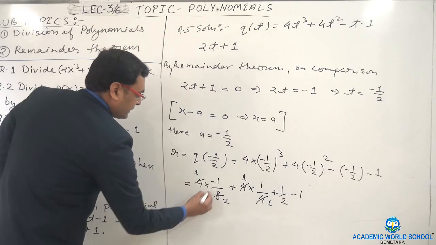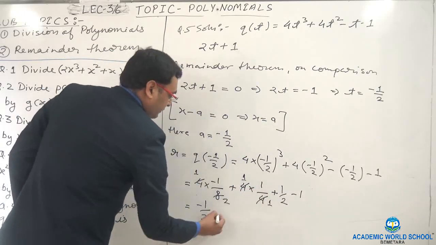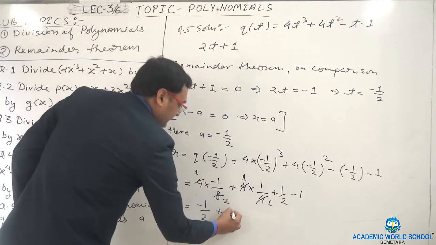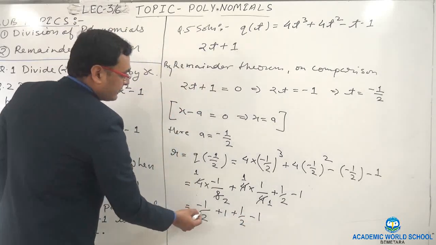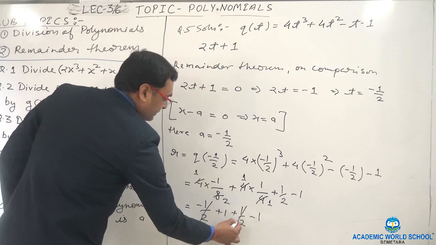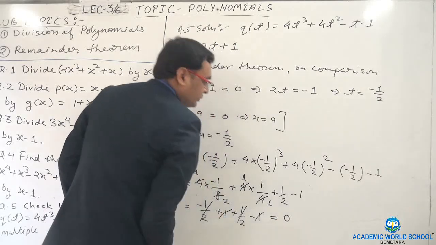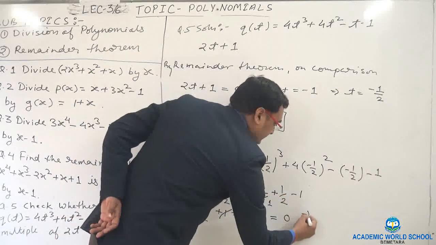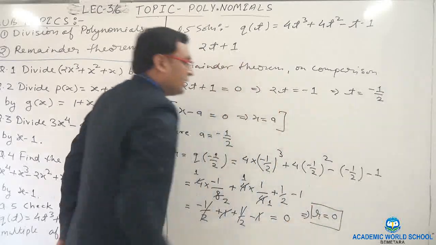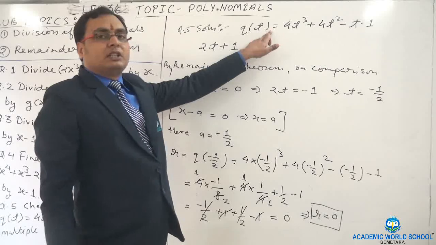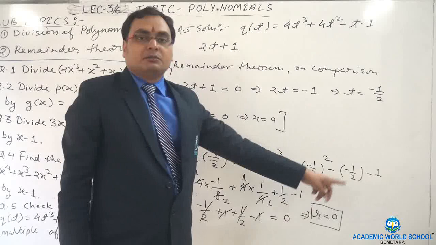So what is actually here? Minus 1 upon 2, minus 1 upon 2. Here 1 upon 1, it means plus 1, plus 1 upon 2 and minus 1. Look at here, minus 1 upon 2 plus 1 upon 2, this will become 0. Plus 1 and minus 1, this will become 0. So our answer is 0. So this implies the remainder r is equal to 0. Now we know when we divide this polynomial q(t) by this linear polynomial 2t plus 1, then the remainder r will be equal to 0.